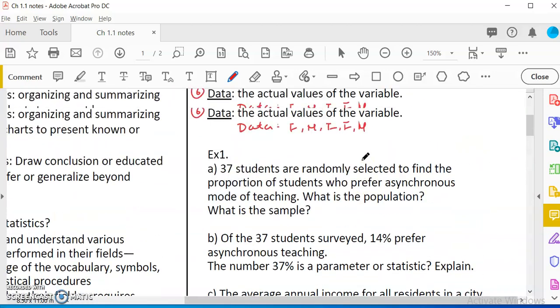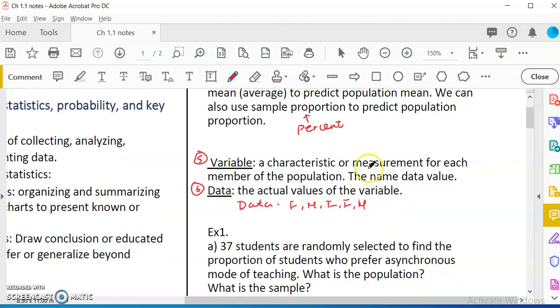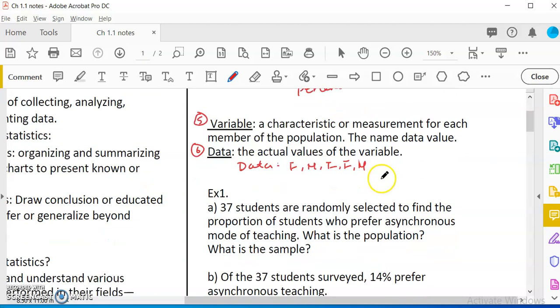And the fifth one is variable, the name of the data that you are collecting. So you have a group of students that you want to survey. What are you going to ask them? The name of the value, like what characteristic is it? Very often you collect multiple variables from them. Sixth would be data, the actual values of the variable.